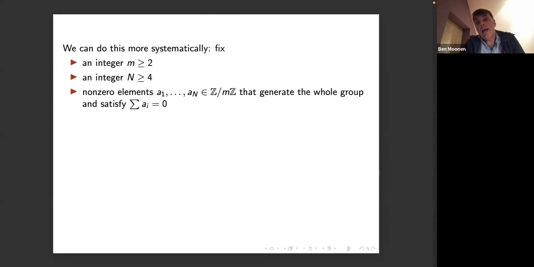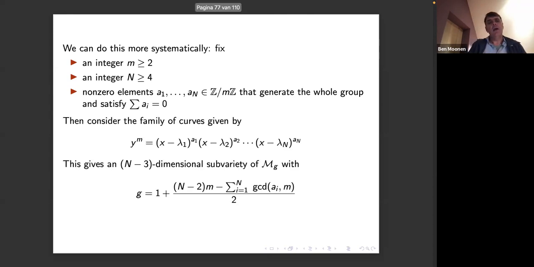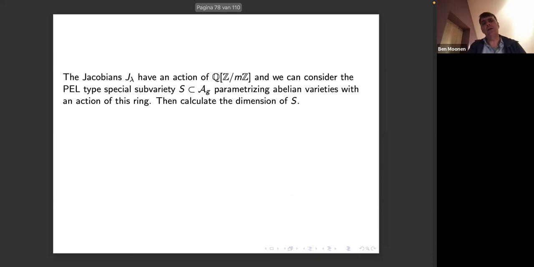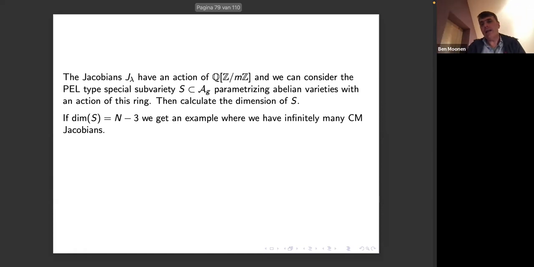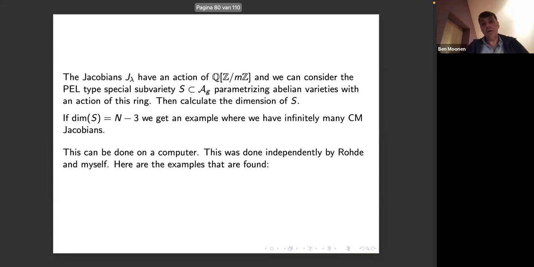And you can do this more systematically. In view of time, let me go through this a bit quickly here. You can systematically look, say, for families of cyclic covers of P1 where you vary branch points. These are explicit, you can just write them down. This gives you a potentially higher dimensional subvariety of M_g. You're writing down curves with a certain action of a field. You can try to do this calculation of the dimension of the PEL type variety. And if these two match, if the dimension of the S is the same as the number of parameters that you have, then you have an interesting example.